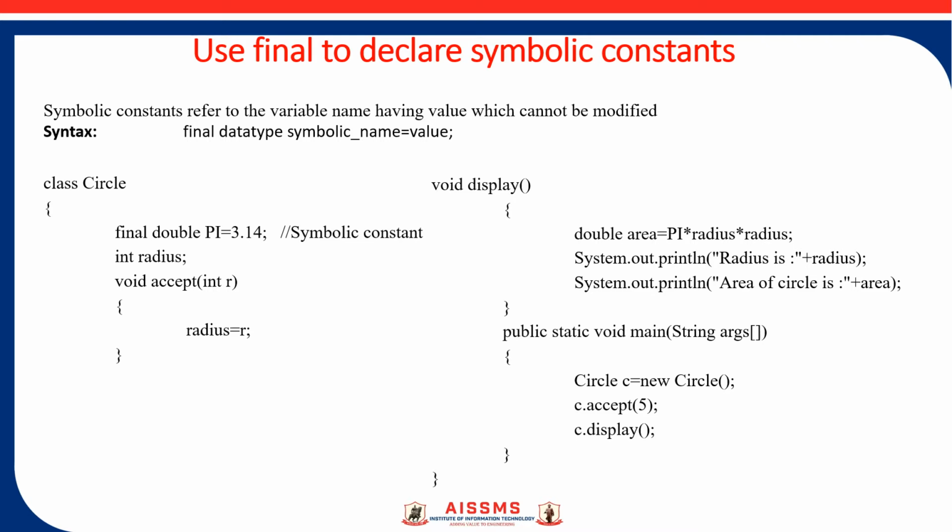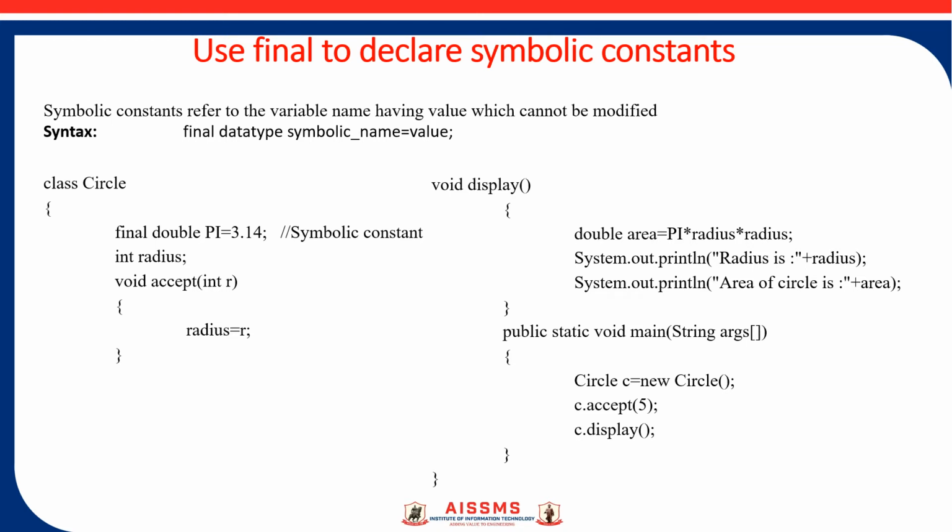For example, in this program we have used a class, the Circle class, and in that we have declared a symbolic constant. The constant is 3.14, but we have associated a symbolic name with 3.14, that is pi, and the data type of pi is double. Using the final keyword we have declared the symbolic constant. So whenever I use pi in this program, its value will be 3.14 and it will not change during the execution of the program.